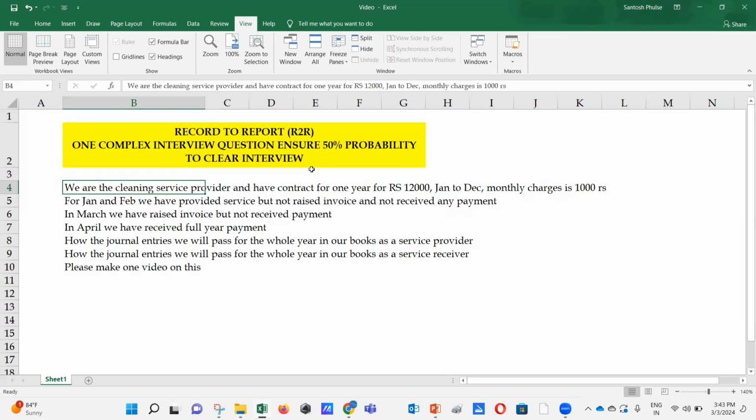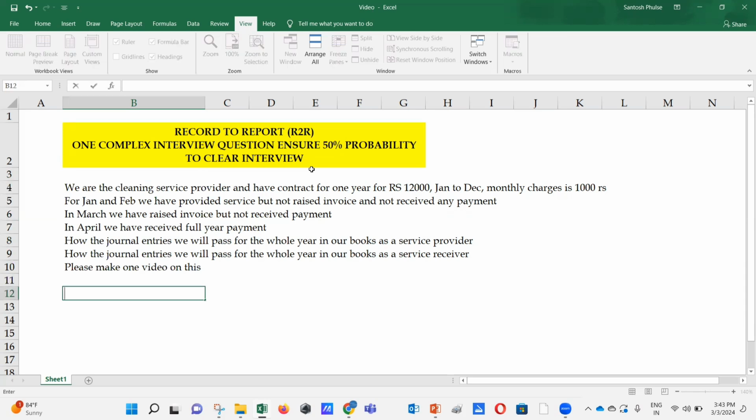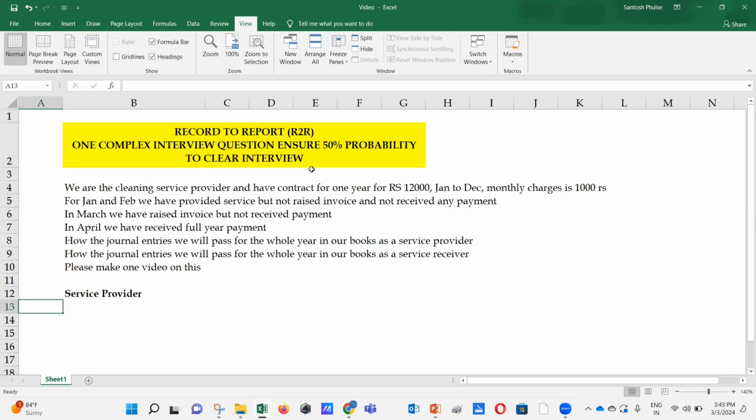So we are the cleaning service. So we will see first in the service provider's book. So this is going to be in the book of the service provider. So we have to evaluate in his books. Then we are the cleaning service provider, so we are providing the cleaning services and have a contract for 1 year. That contract is going to be from Jan to December. The monthly charge is 1000.